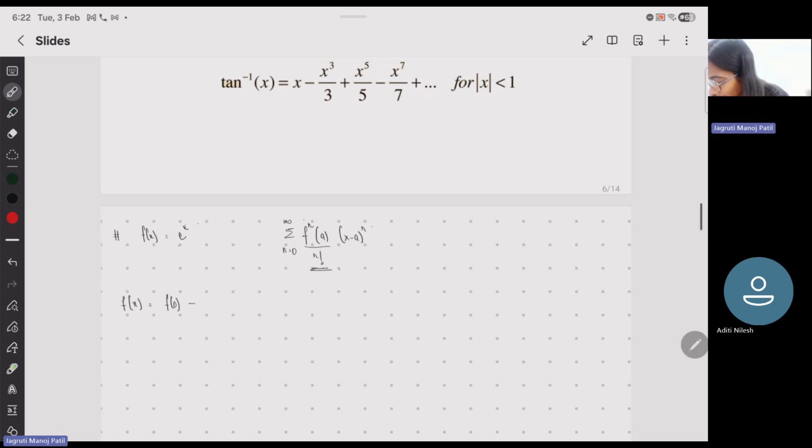Then what would be the second one? That would be the first derivative times x, right? Because this first derivative is evaluated at 0, and this a is nothing but 0 here, so that would be x, right? Then let's say the second one, then third one, okay, and so on. So that's how you do it.